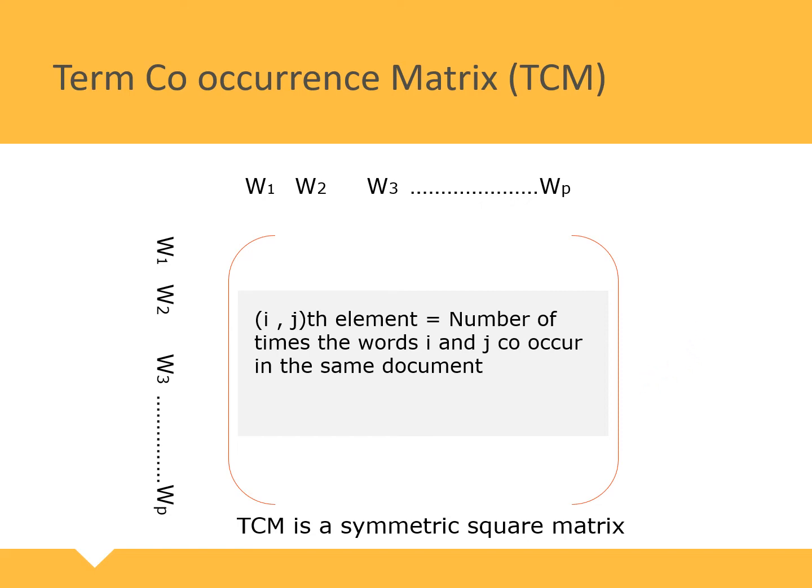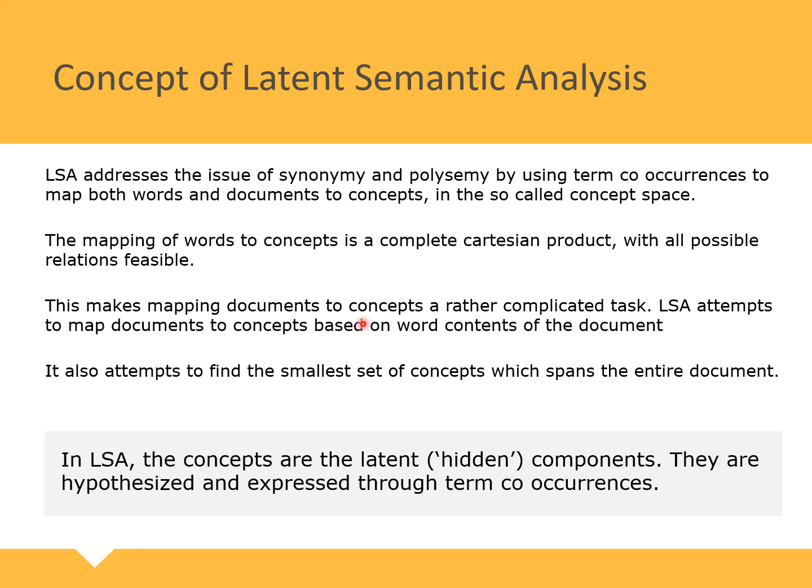So that's about the term co-occurrence matrix. Now what LSA does is it uses the term co-occurrence matrix to try and find out what the hidden concepts, or hidden contexts, in the data are, and thus tries to address the issue of synonymy and polysemy. Now the LSA approach is pretty much like this.